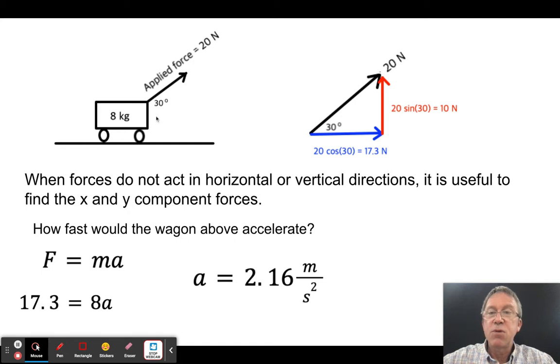I've got a wagon or some other wheeled thing with low friction, and I'm applying a tension force that's not in the direction of motion, but at some upward angle, in this case 30 degrees. And I'm going to go ahead and tell you that the applied force here, the tension force, is 20 newtons.